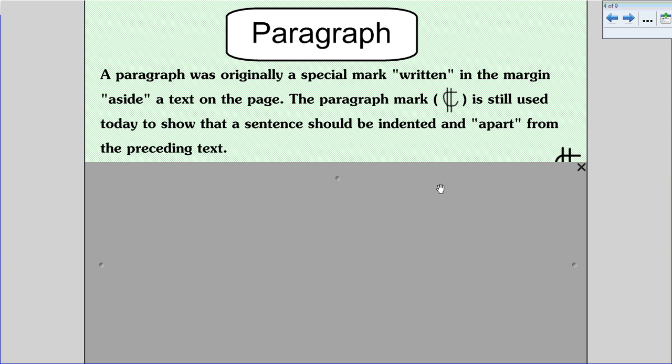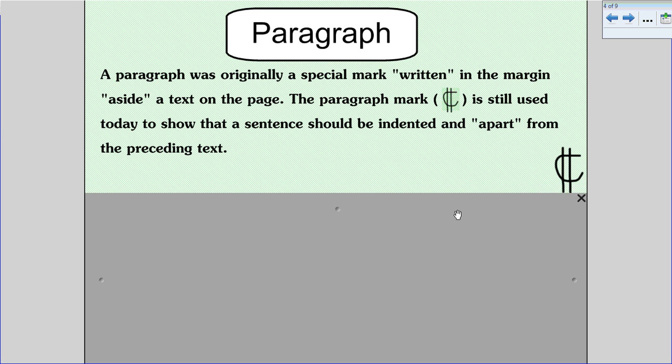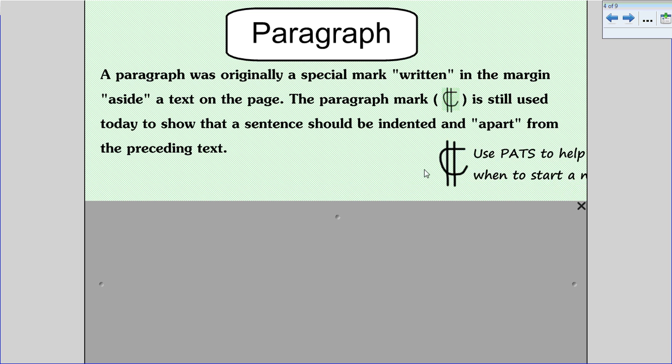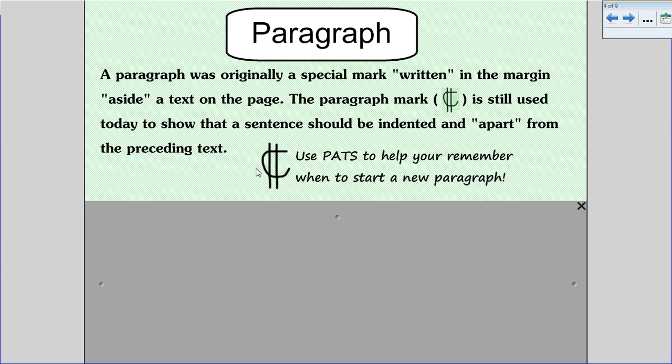Did you know that a paragraph was originally a special mark written in the margins aside a text on the page? Today, we still use this paragraph mark to show that a sentence needs to be indented and kept apart from the preceding text.